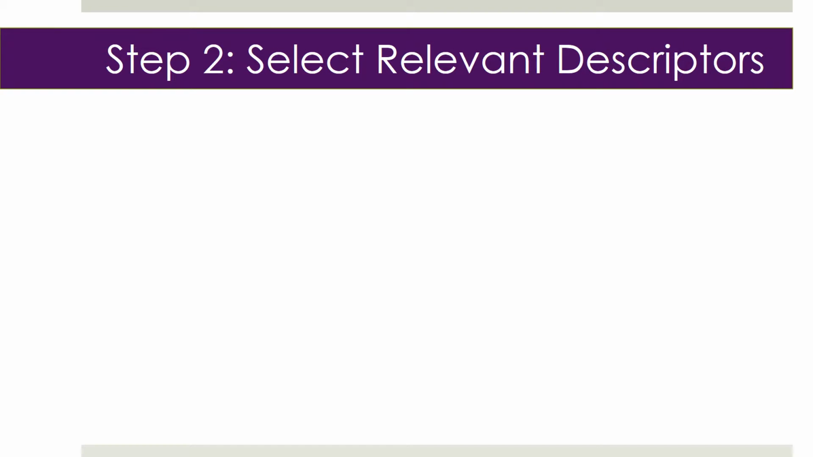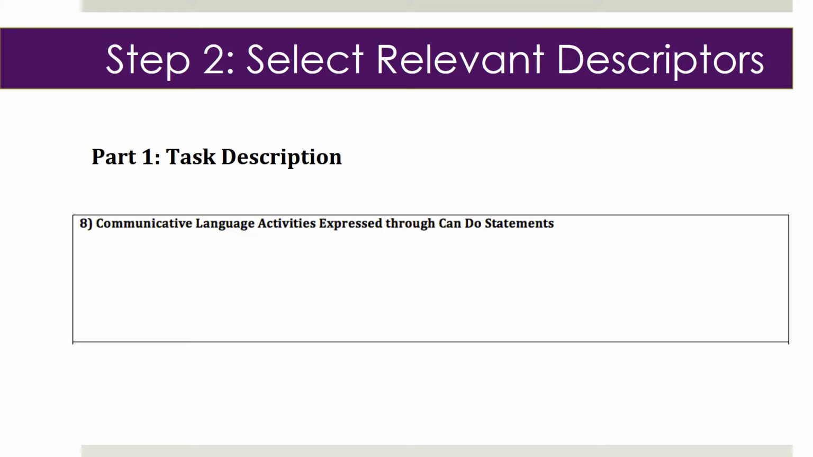Now that you have drafted your scenario, you will need to select relevant descriptors for sections 8 to 12 in Part 1, the task description. Having a series of descriptors will help you make explicit the main actions that learners will be able to perform by the end of the task and how they will perform those actions.